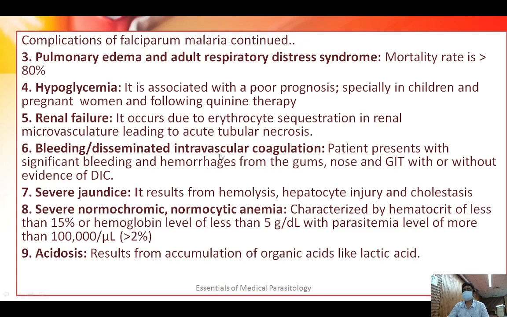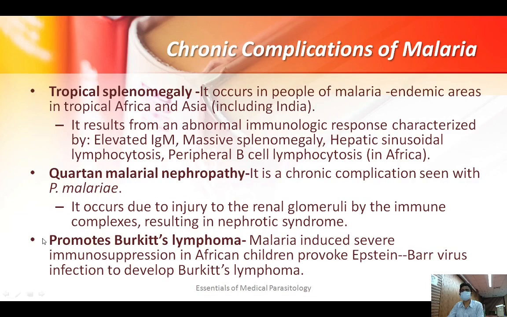Bleeding and disseminated intravascular coagulation can occur because of the widespread affection of the RBCs and sequestration. Because of that, there is severe jaundice, and anemia which is normochromic, normocytic. Acidosis also may occur due to accumulation. As I told you, it may lead to ischemia, which will cause accumulation of lactic acid.